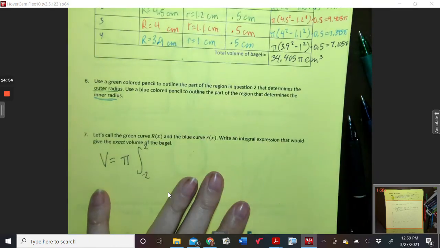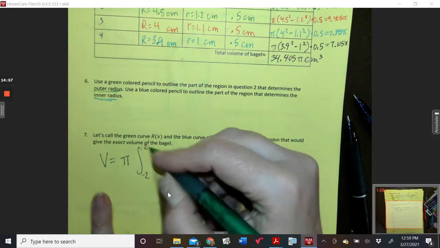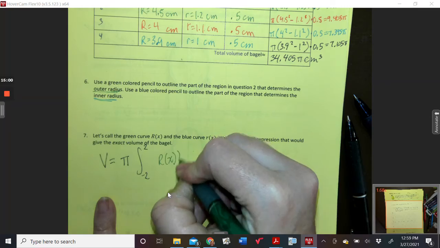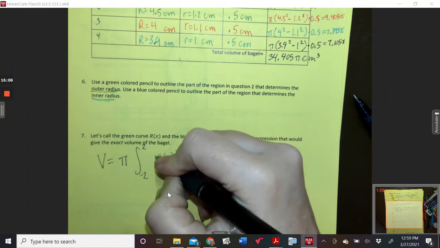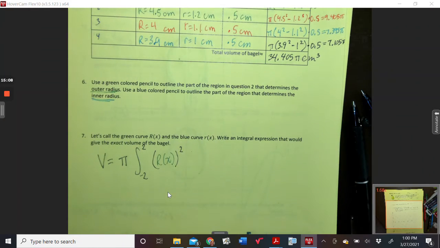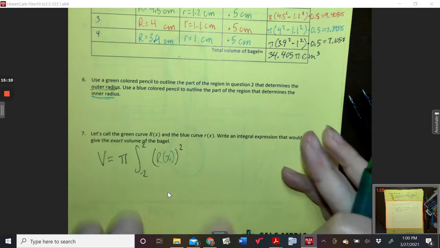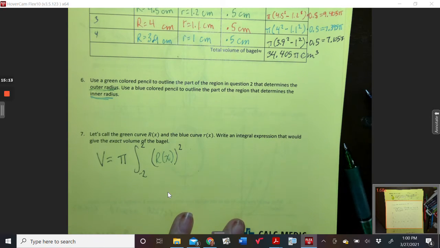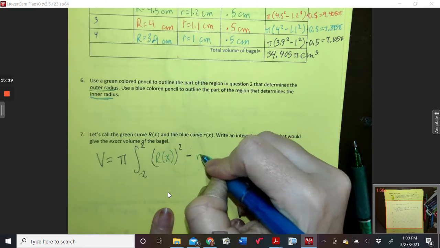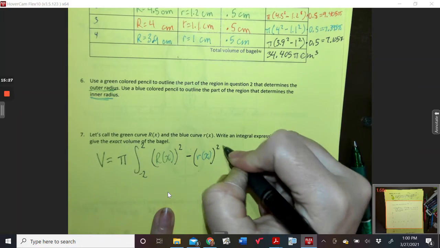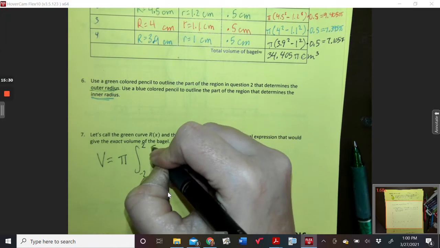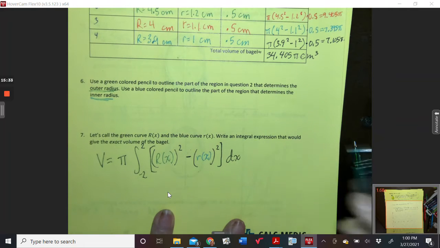Then I'm going to take the green curve, R of x, and I do need to square that. And that would have been if there was no hole. I would just put dx at the end, I'd be done. But there is a hole in the middle of my space, so I need to subtract the volume of the hole, little r of x, squared as well. And so I make sure to group that together, dx.